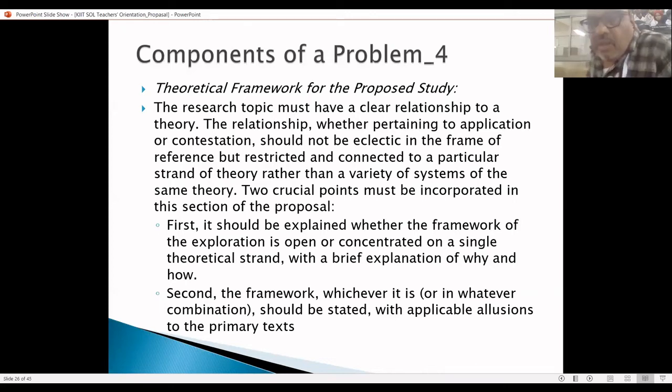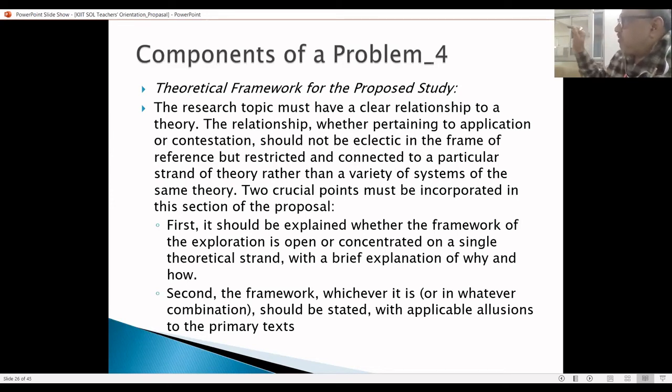But the mistake that students normally make is that they will say, oh okay, I am using, for example, the theoretical framework of deconstruction. Deconstruction itself is an ocean. Feminism in itself is an ocean. Trauma theory in itself is an ocean. You will not be requiring all the strands or all the pearls. You will not need all the pearls of the ocean. You will be needing a few pearls, right? A few strands.